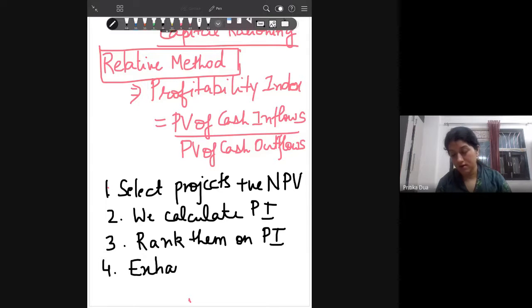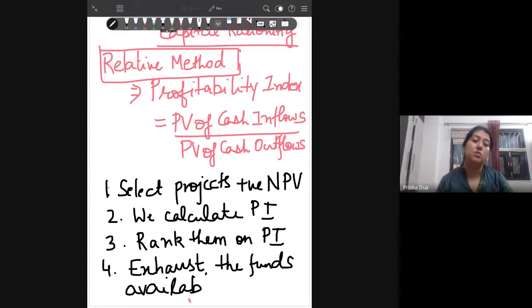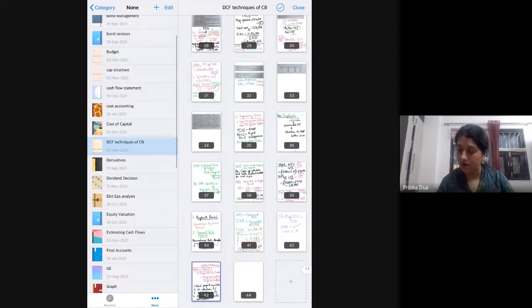start investing in such a manner that till the time you exhaust the funds available, you add these projects to your kitty. So you start from the first project with rank 1 and you keep adding them until the point you have exhausted all the funds available. So let's take one question on capital rationing, and these steps would make more sense then.